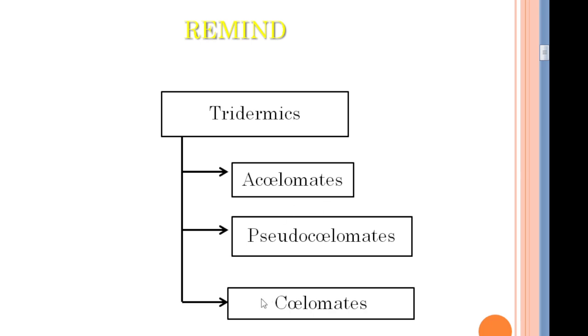And if the tridermics have a true void, a true cavity, they are called coelomates, and between these two groups, there is a group called pseudocoelomates, in which the mesoderm contains a void, but this void is limited only on the outside by mesoderm. So that's why we can't call it coelomates. I will talk about this group in my next course, but today we will talk about the first group of tridermics, which are acoelomates.